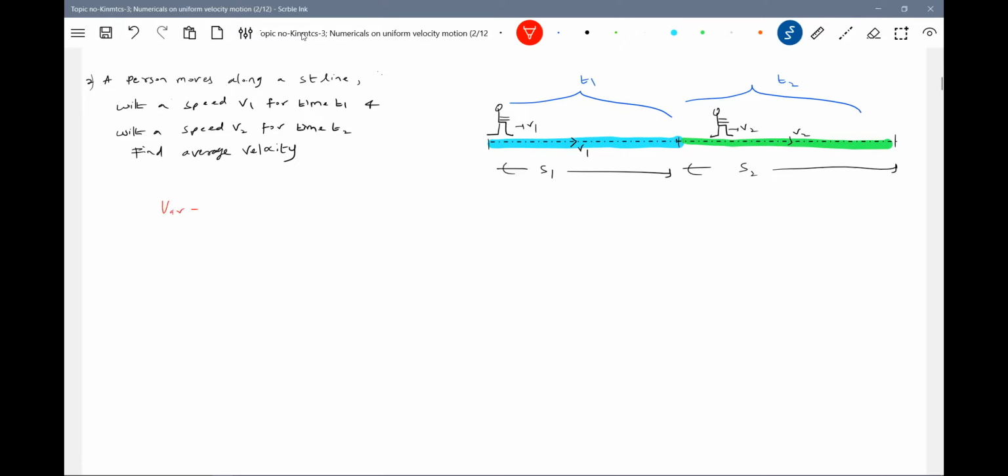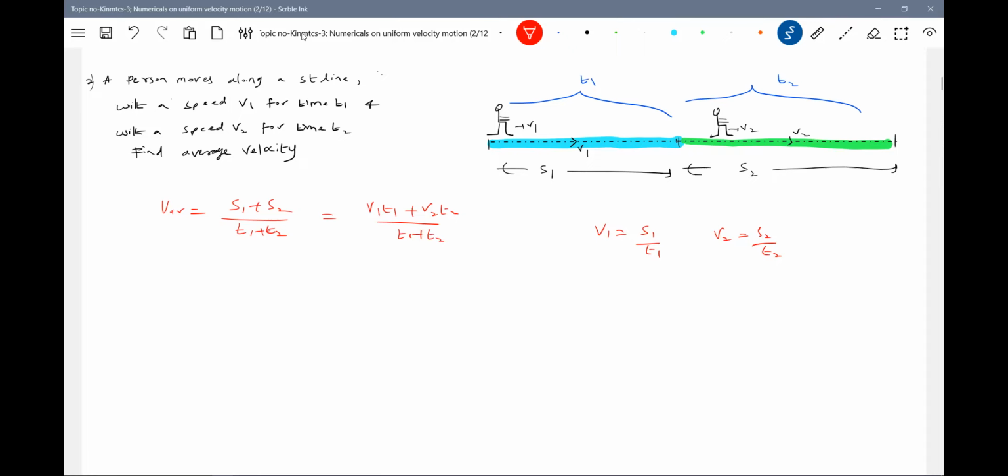How do we write? Total distance covered by total time taken. S1, S2 are unknown. So what is V1? You can write it as S1 by T1. V2 is S2 by T2. Substitute S1, V1, T1, V2, T2. This is T1 plus T2.